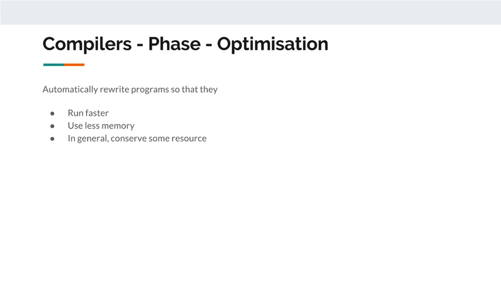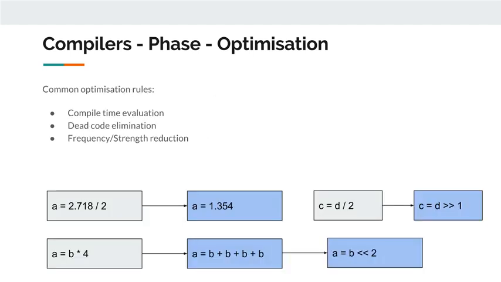That's all about optimization. So I'm going to walk through some of the optimization rules we usually apply. This is not an exhaustive list, but it is just about giving you a general idea. One of the easiest optimization rules we can apply is called compile time evaluation. Compile time evaluation is really simple.